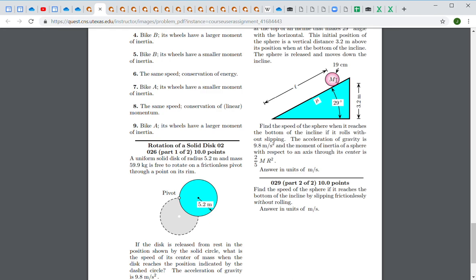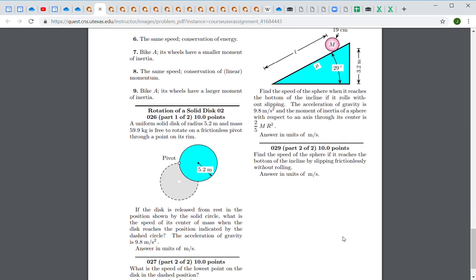m v initial squared. And we will find out that at the bottom, it's moving faster than it was in part 1, because in part 1, part of the kinetic energy was stored in that rotational motion and part of it in translational, whereas in the second case, the same change in potential energy all goes into just translating through space. So your answer should be bigger in part 2.